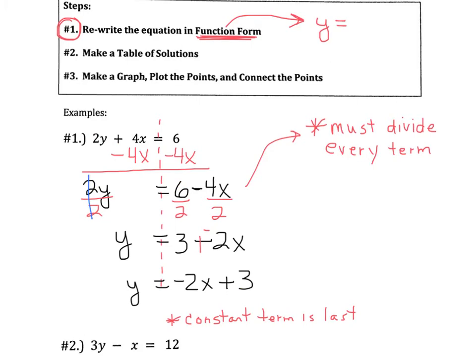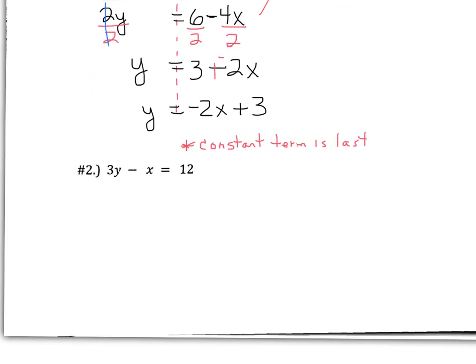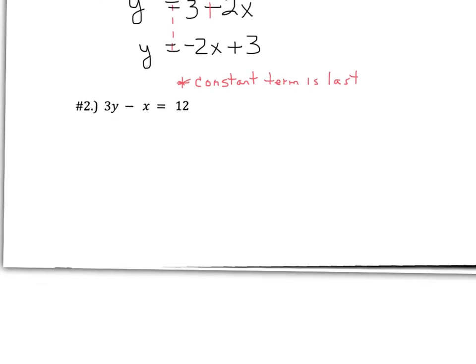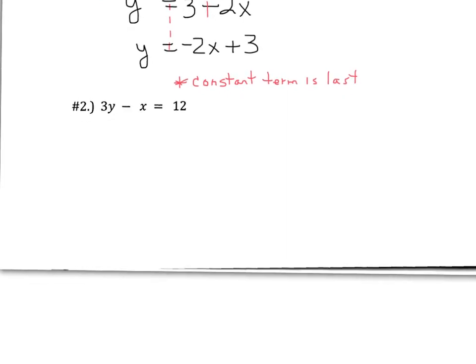Let's try another one. Number 2. 3y minus x equals 12. That's not y equals. So I need to get rid of this minus x. You peel things away. So you write your dotted line, and it's like peeling the layers of an onion, unwrapping the y. So you have to get rid of a 3 and a minus x. And since the minus x is farthest away, let's get rid of that first.